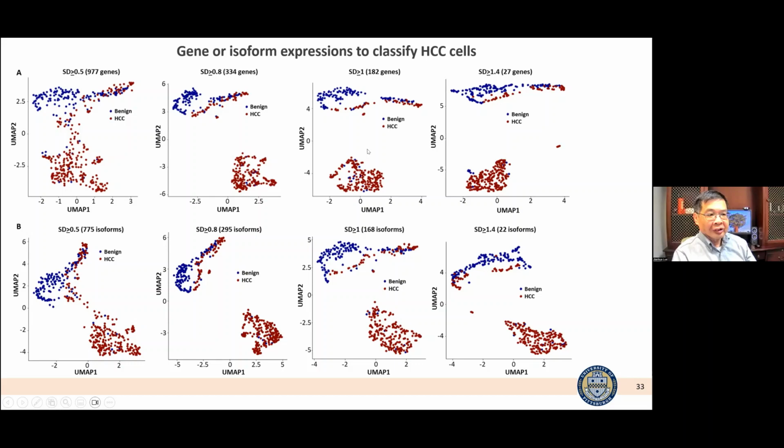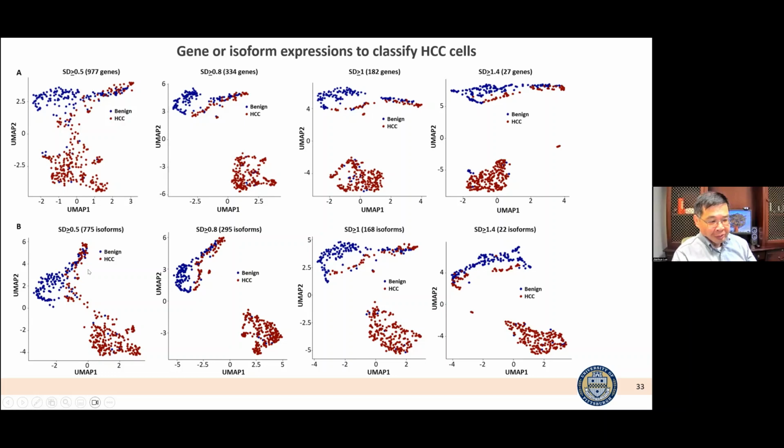And at 1.4, you see very excellent segregation between groups. This group is mostly cancer cells. The other one is the normal hepatocytes, with some mixture of cells from the cancer samples. And similarly, the isoform is doing the same job.